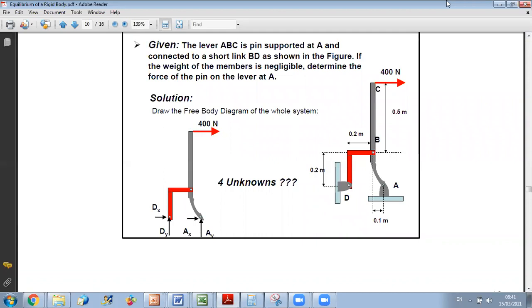Yes, when you have a three-force member, the three forces should pass by one point. Since you know the two first forces, and you know that the 400 Newton force is horizontal, and from the two-force members you determined that the force passing by B should make an angle of 45 degrees, this will allow you to determine the intersection point between the two. Once you find the intersection point, by looking at ABC, since it is a three-force member, the force at A should pass by the same point. Okay?